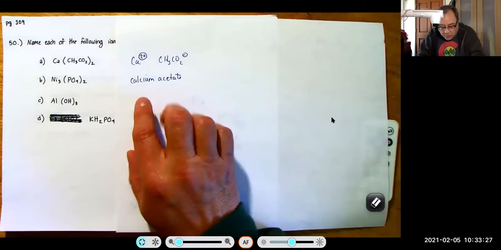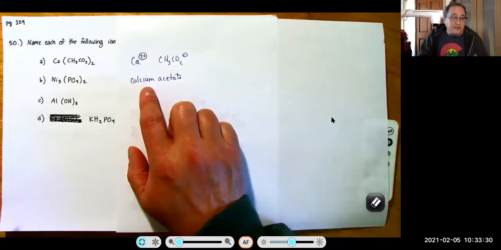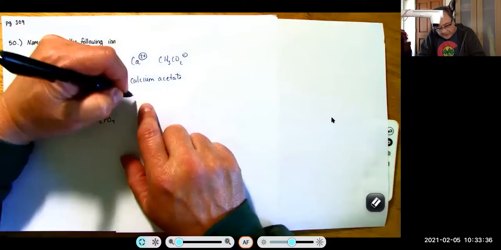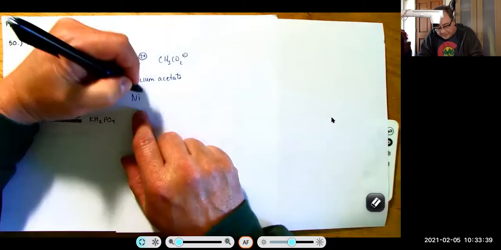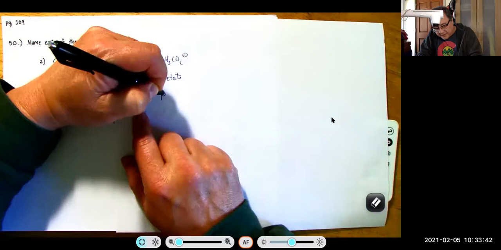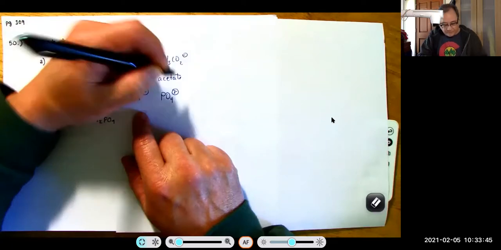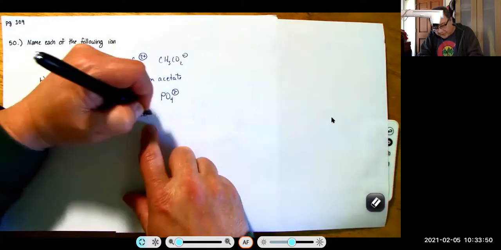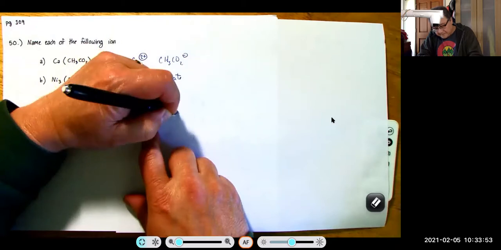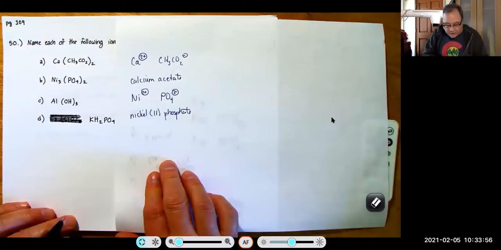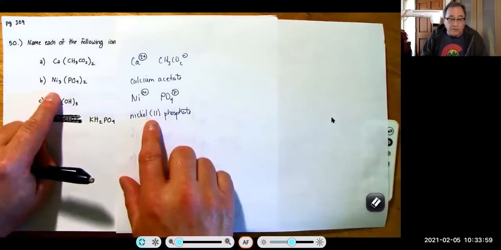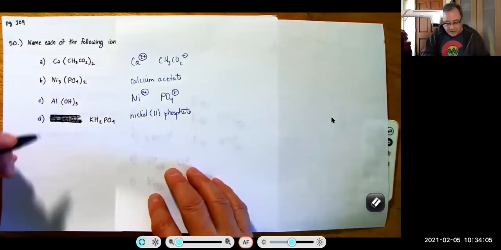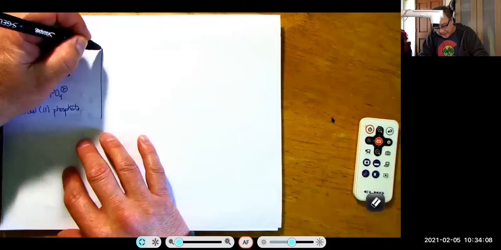Why is there no Roman numeral on calcium? Because it's a fixed charge cation. We will need a Roman numeral on nickel. So nickel here is going to be a +2 charge, because we know the phosphate is a -3 charge. So this is called nickel(II) phosphate. So for nickel, we have to use the parentheses and the charge in Roman numerals because it's one of those that has a variable charge.